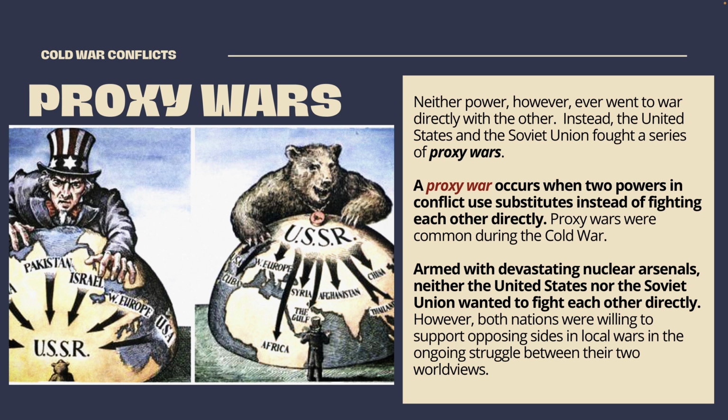A proxy war, as you see here, is where two governmental powers in conflict use substitutes instead of directly fighting each other. And that's what the United States and the Soviet Union did. With satellite states, or states that they had influence in, they used those states to instigate wars that those satellite states were fighting for their independence or to try to decolonize. And they would instigate or provide aid.